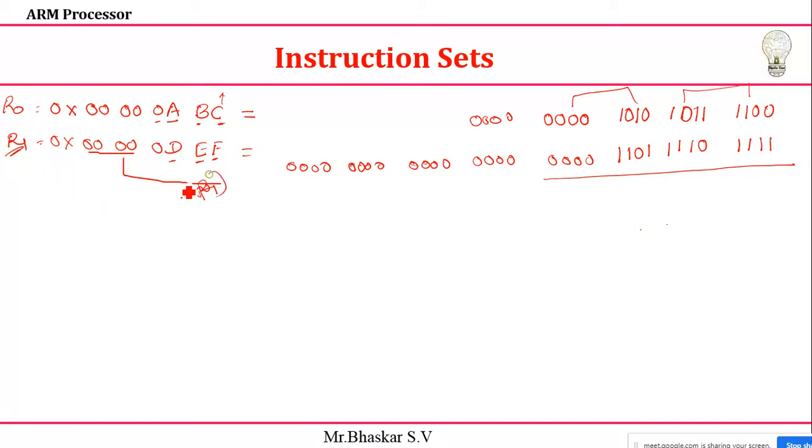Complement of R1 I want, so I take the complement value. 0 means 1, so 1 1 1 1 1 1 1 1, and it is 1 1 1 1. Here also 1 1 1 1. Now you try for this one: 1 1 0 1. What is the value? 0 0 1 0. Next it is 0 0 0 1. For this case, everything is 0.